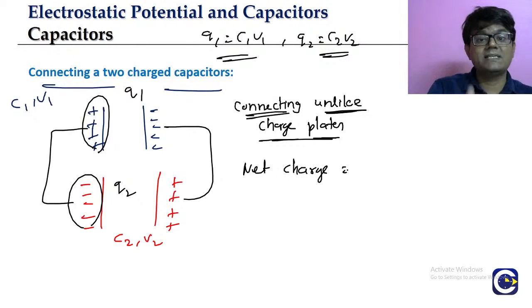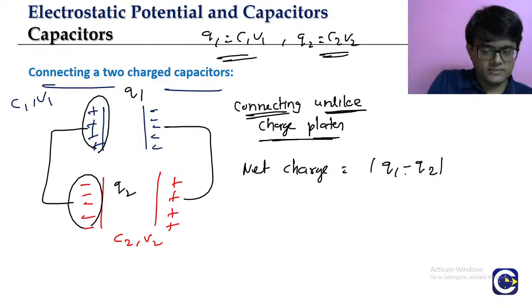After they cancel, what is the net charge going to be? We don't know. Maybe Q1 can be higher, maybe Q2 can be higher. We don't know which is higher, right? So we will put a modulus.